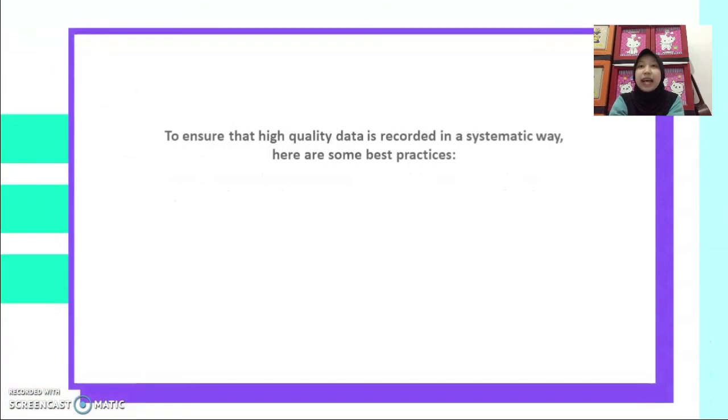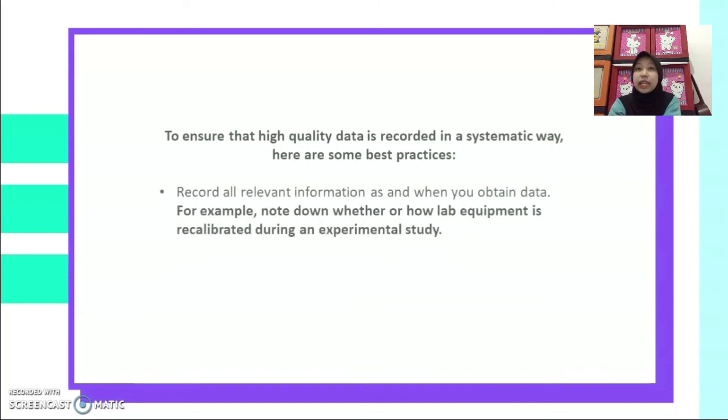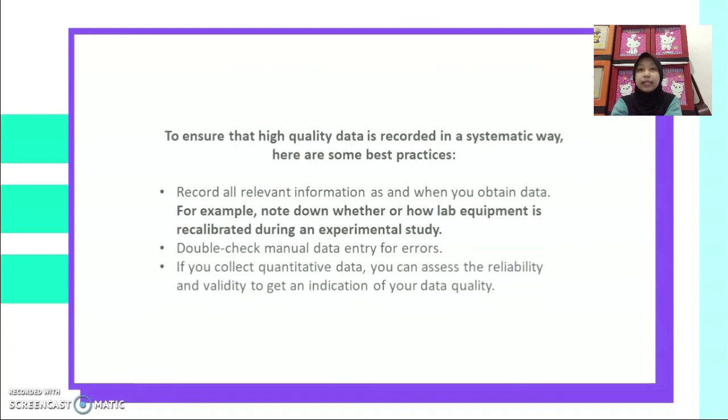To ensure that high-quality data is recorded in a systematic way, here are some best practices. First, record all relevant information as and when you obtain data. For example, note down whether or how lab equipment is recalibrated during an experimental study. Second, double-check manual data entry for errors. And last, if you collect quantitative data, you can assess the reliability and validity to get an indication of your data quality.